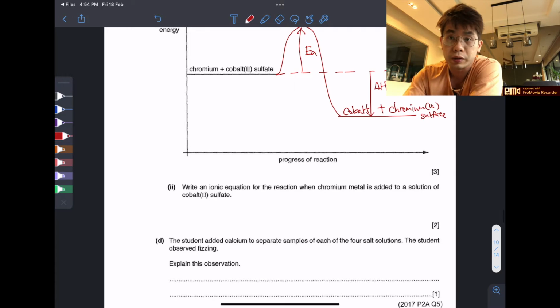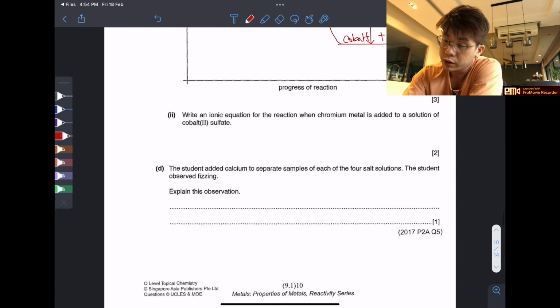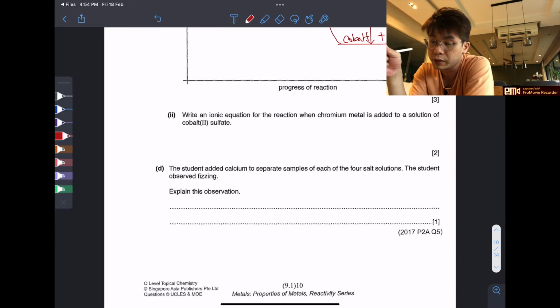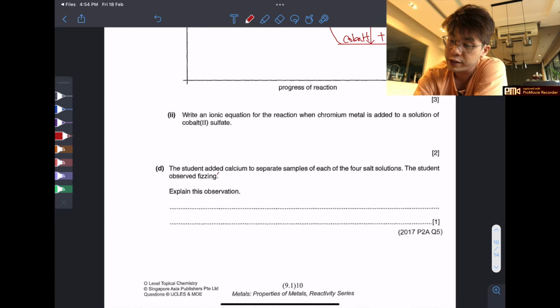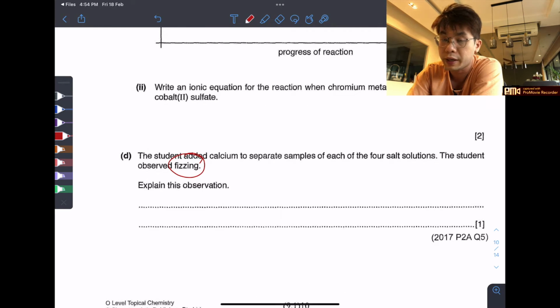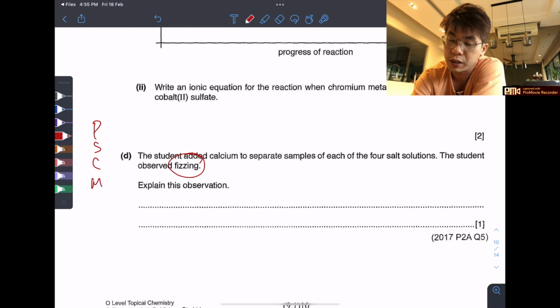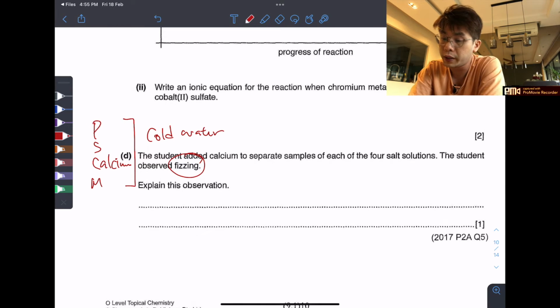Ionic equation I'll skip first, and the last one. The student added calcium instead, and they observed fizzing. Fizzing is the same as bubbles form. This is something that we discussed in class, that we need to be alert to this. If I add a reactive metal like calcium, this one here is calcium. This is within the first 4 elements, which means it will react with cold water. So that is why this fizzing occurs.